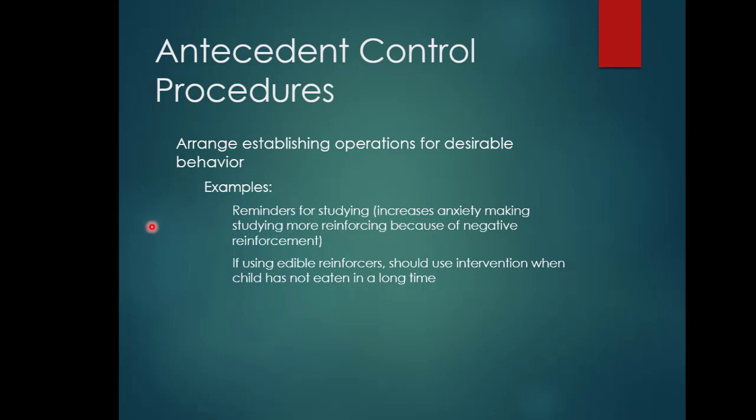Now, another antecedent control procedure for decreasing undesirable behavior and increasing desirable behavior is arranging establishing operations. Now remember, the overall category for establishing operations and abolishing operations are motivative operations. This is going way back to the beginning of the semester, so just briefly reviewing, motivative operations are things that alter how powerful a reinforcer is.